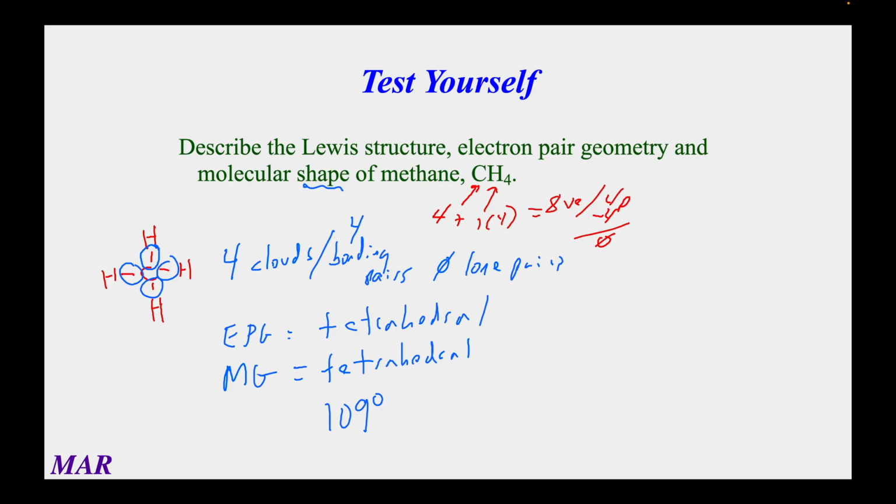So this is your instructor's really bad version of drawing this problem. The Lewis structure was CH4, carbon in the middle of hydrogens, EPG tetrahedral, molecular geometry, which is the same as molecular shape, tetrahedral, and even though it didn't ask for it, the bond angles are 109 degrees.